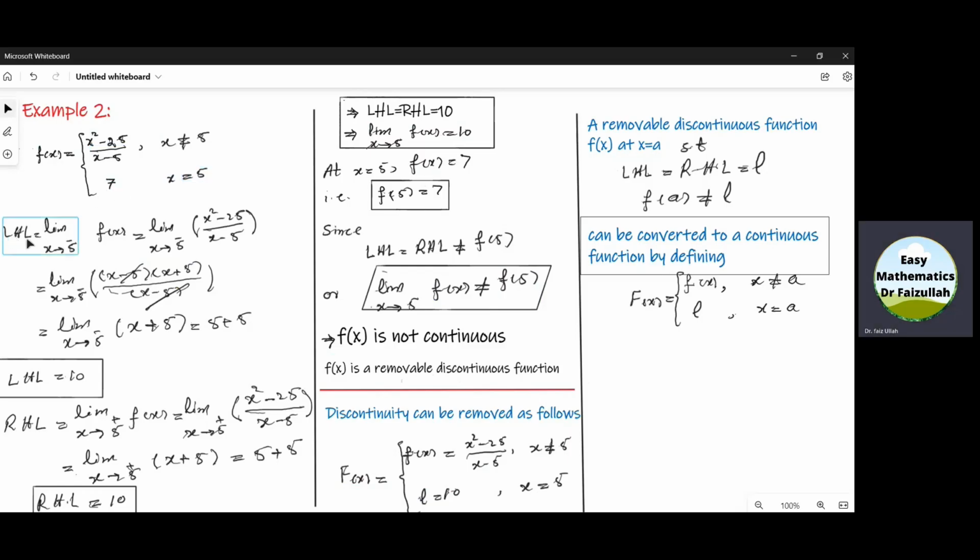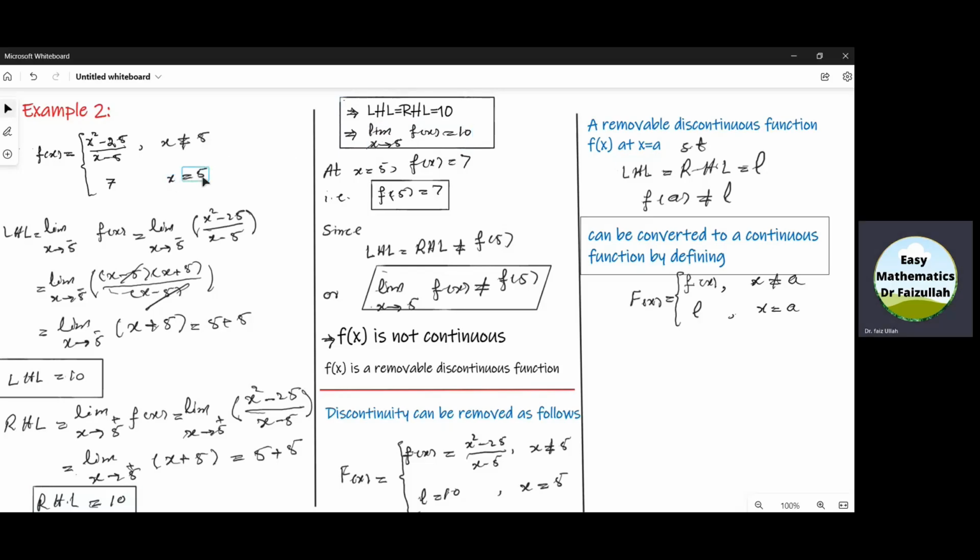So the left hand limit of this function can be obtained by using this procedure, and we can see it is 10. The right hand limit can be obtained by using the same procedure, and we can see the right hand limit is equal to 10. Now, left hand limit is equal to right hand limit, which means that the limit of the function exists, and that limit of the function when x approaches 5 is equal to 10.